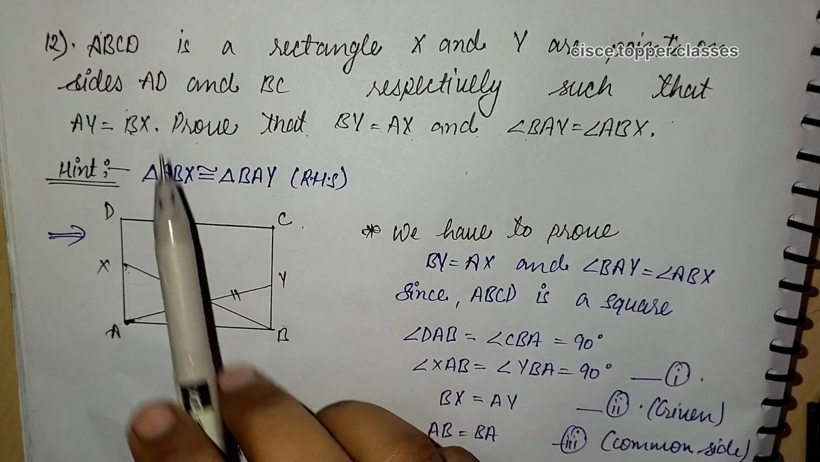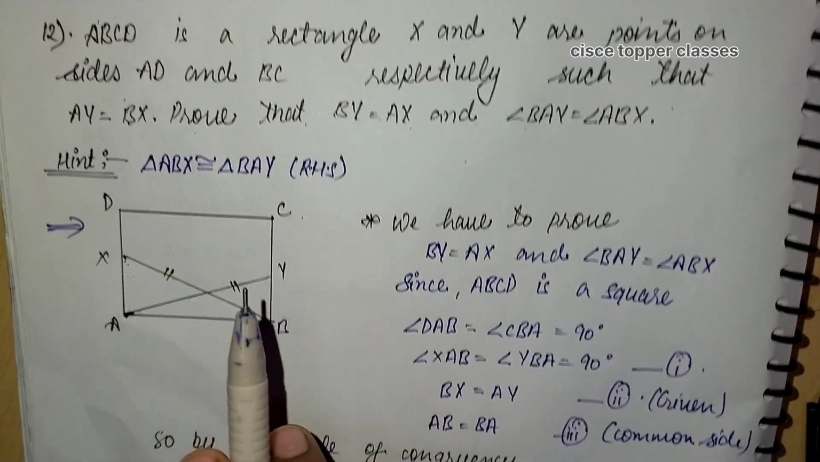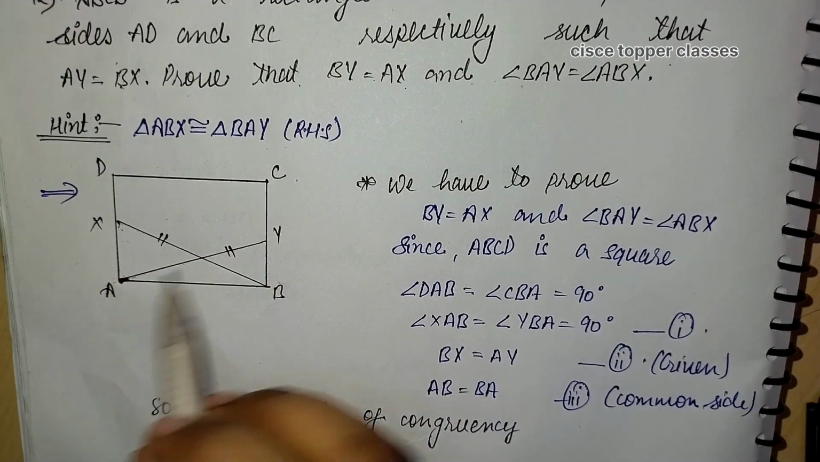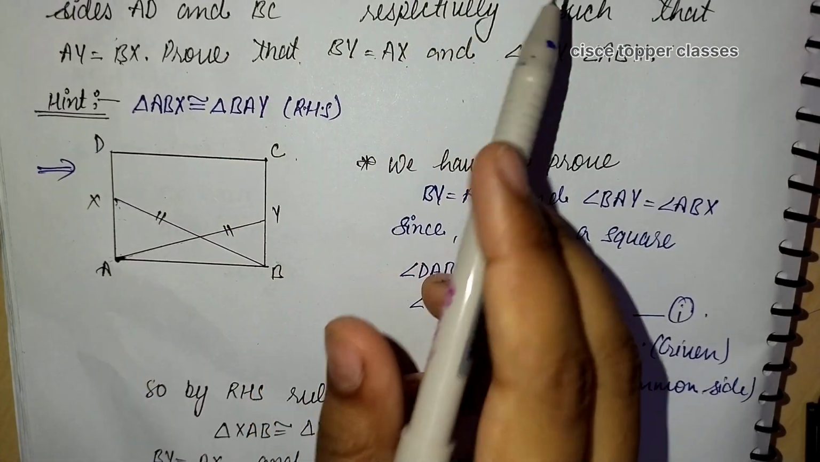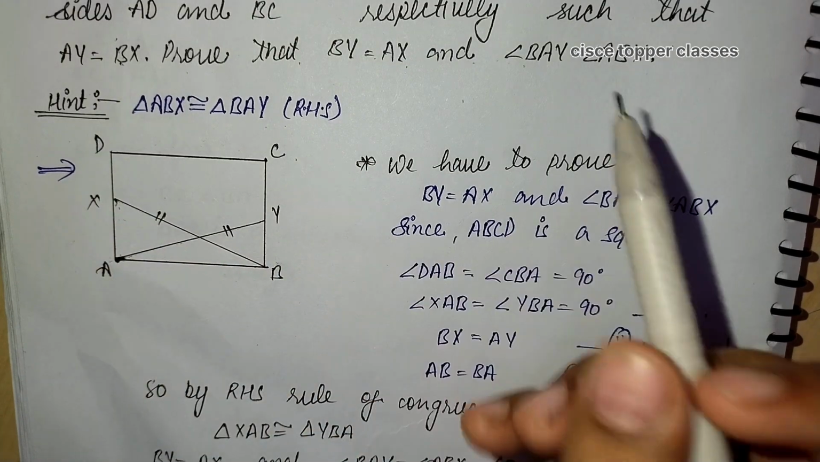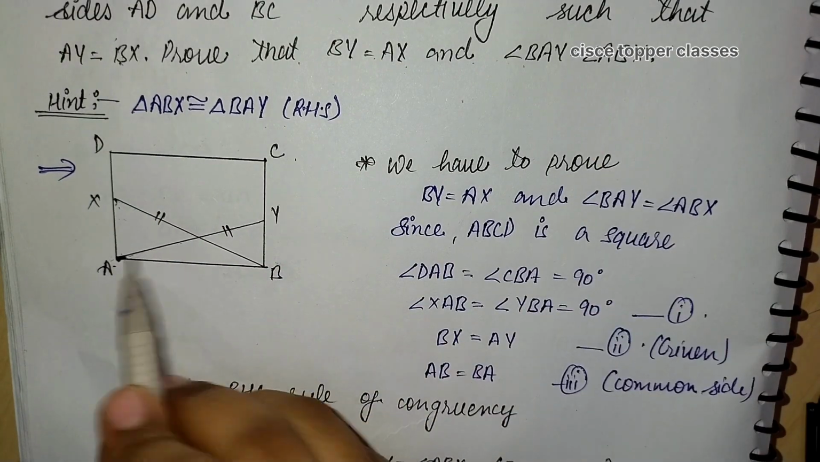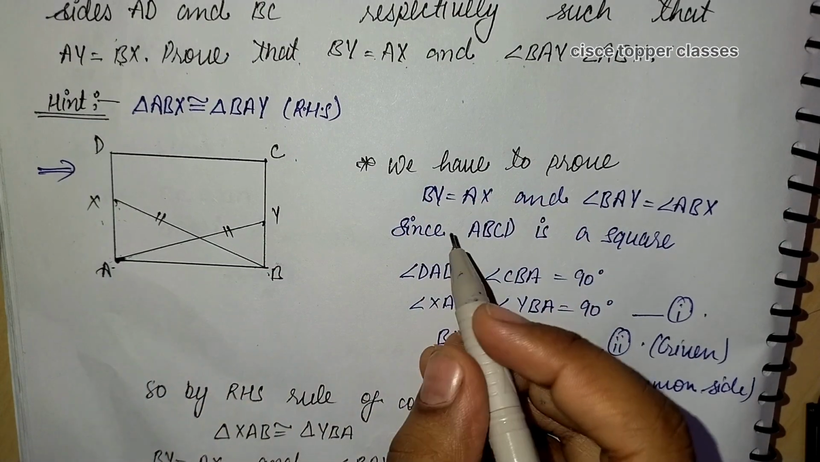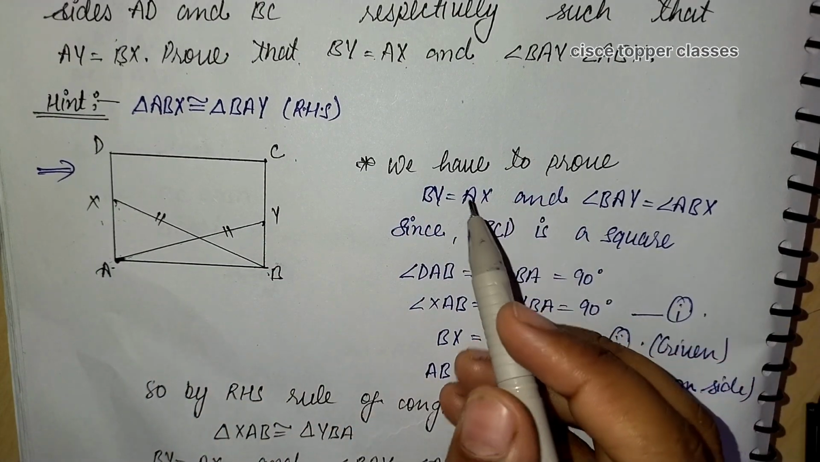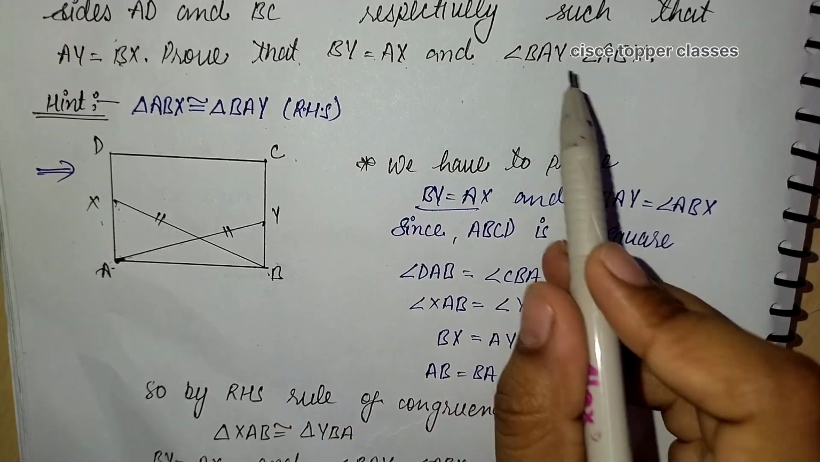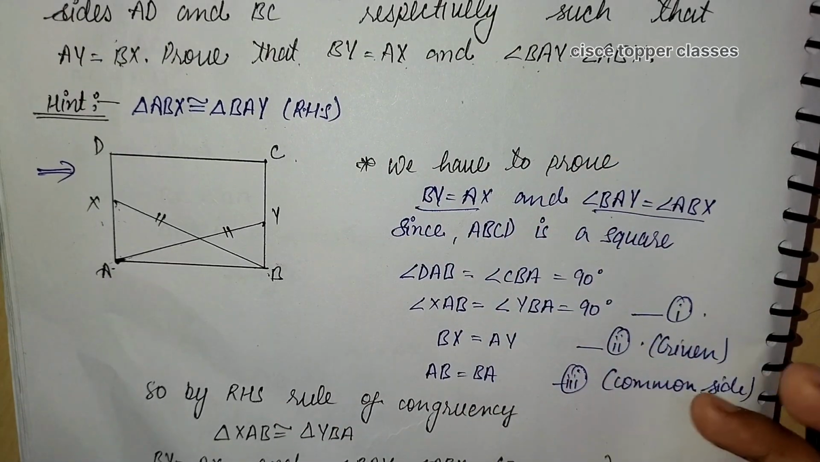So here the solution of the 12th question is, we have ABCD is a rectangle and X and Y are points on AD here and on BC respectively, such that AY and BX are equal. So this is the given information to us, and we have to prove here BY is equal to AX and angle BAY is equal to ABX.